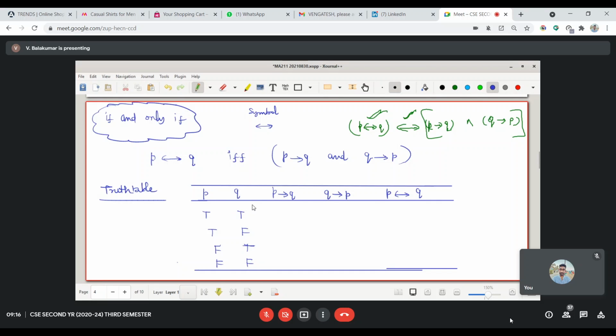First, let me write down this P implies Q. Can somebody tell me this P implies Q? Vertically, I want to write down. P and Q are taking these two possibilities. Can you tell me P implies Q? Quick. True, false, true, true. Q implies P: true, true, false, true. You are going to check whether this is happening or not.